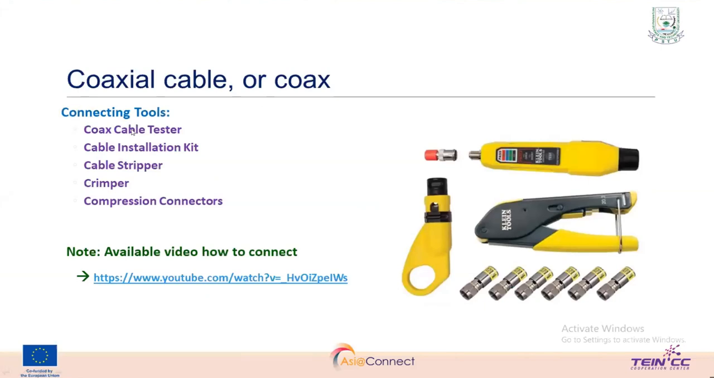Connecting tools for coaxial cables are a coax cable tester, installation kit, cable stripper that is used to cut the cables, crimper, and compression connector. We can see an available video on how to connect. There is a short video for you.